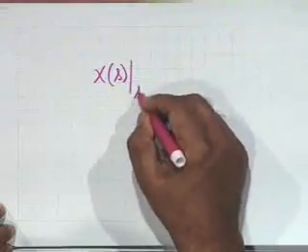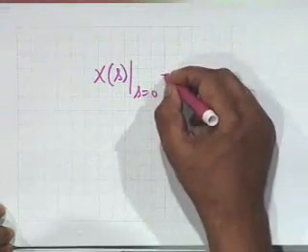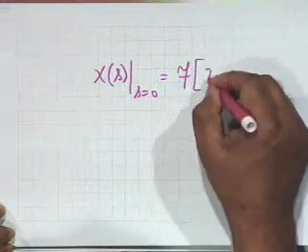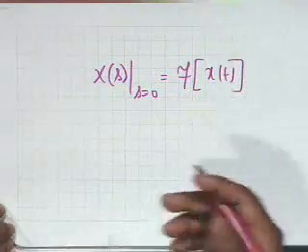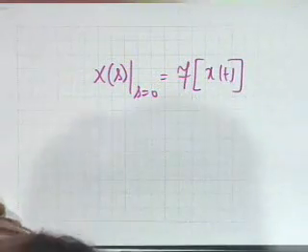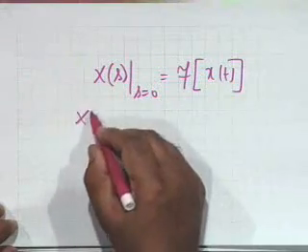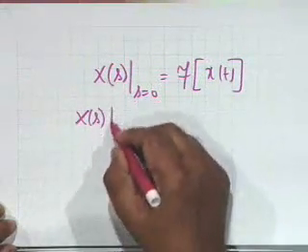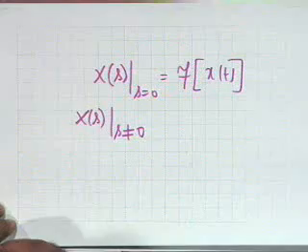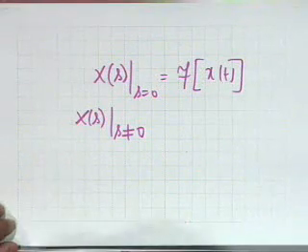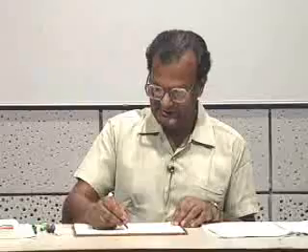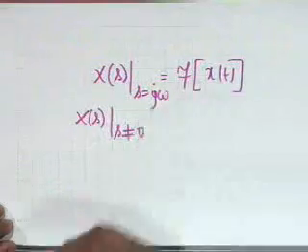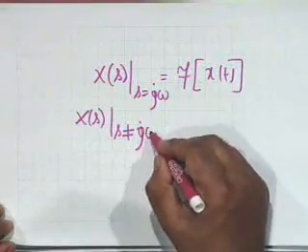In other words, capital X of s for s equal to 0 is the Fourier transform of x of t. I have written the same thing in an equation form. It also follows that capital X of s, not equal to 0, I beg your pardon, s not equal to j omega.